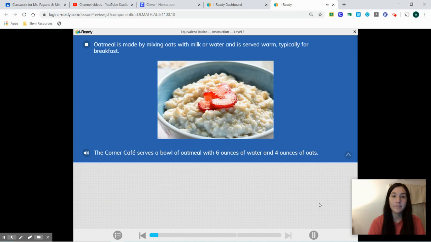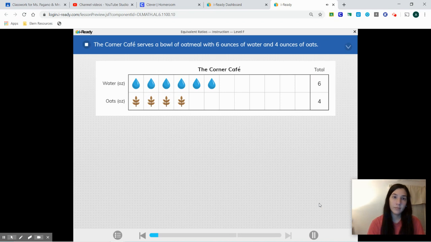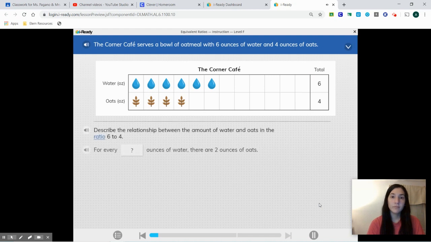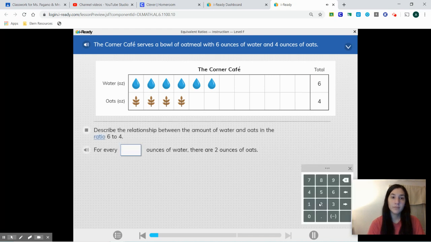Oatmeal is made by mixing oats with milk or water and is served warm, typically for breakfast. The Corner Cafe serves a bowl of oatmeal with 6 ounces of water and 4 ounces of oats. Describe the relationship between the amount of water and oats in the ratio 6 to 4.